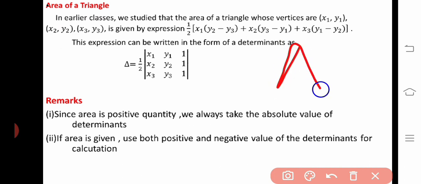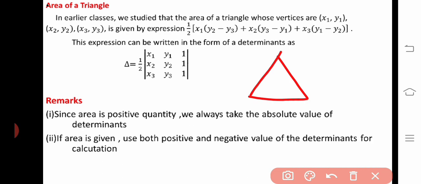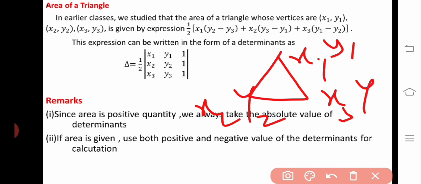If you have a triangle with the vertices x1 y1, x2 y2, x3 y3, these three vertices are given. Then to find the area of the triangle, we can use this formula: 1 by 2 into x1 into y2 minus y3 plus x2 into y3 minus y1 plus x3 into y1 minus y2.